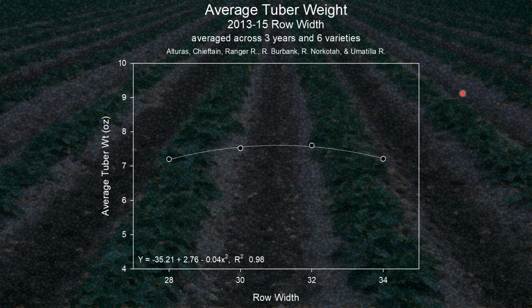Here, if we look at average tuber weight, this is average across 3 years and the 6 varieties, with average weight on the side here, and then the row width. We can see that average tuber weight did not really vary much, and this is largely because the plants adjusted to the competition and they shifted things around in terms of tuber number per plant, which I'll show you a little bit on the next slide.